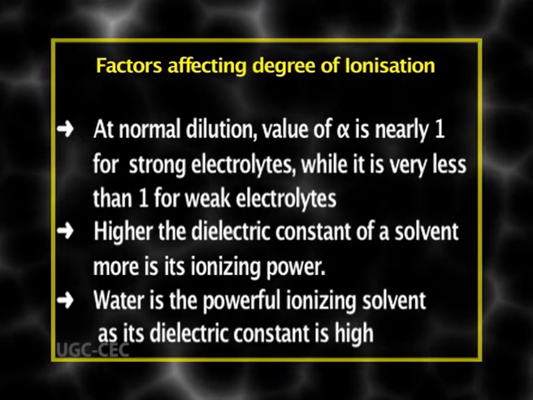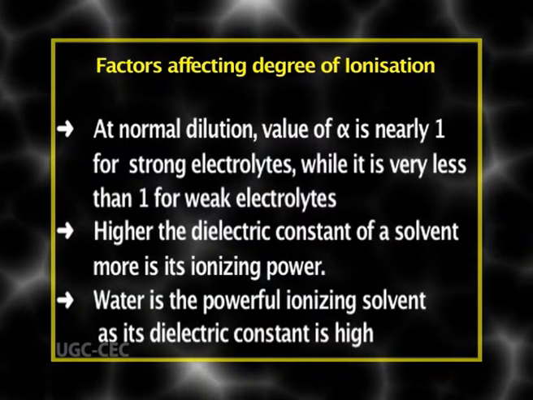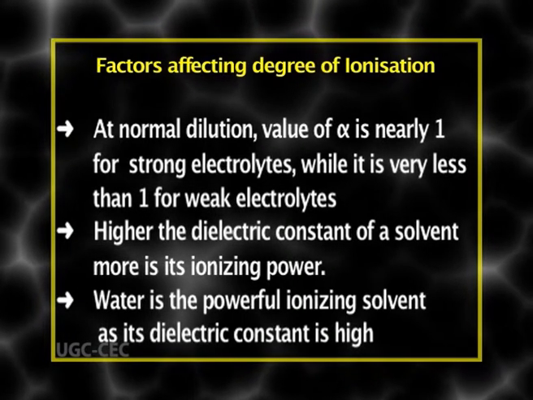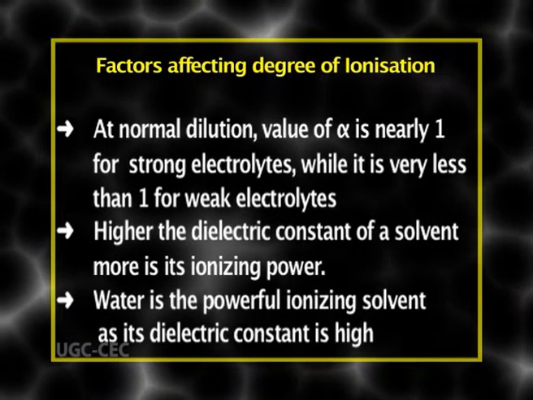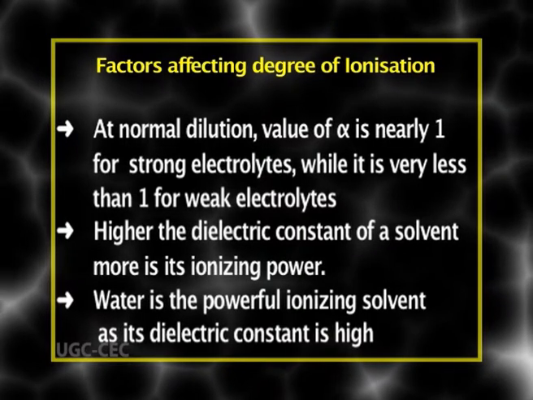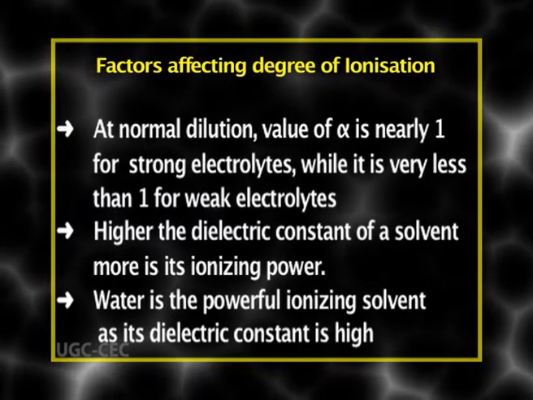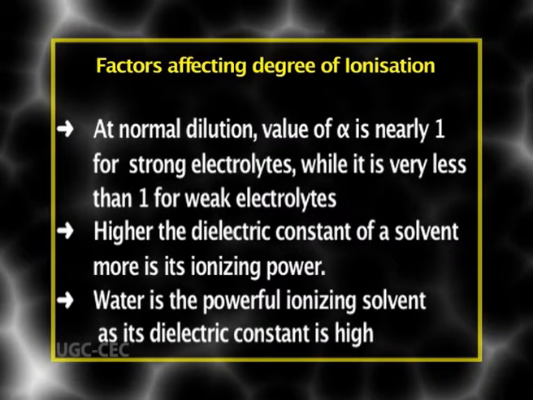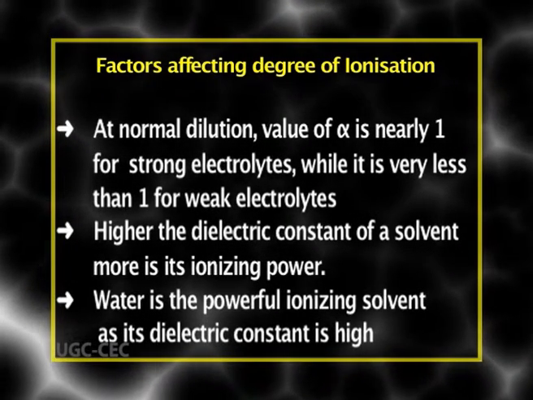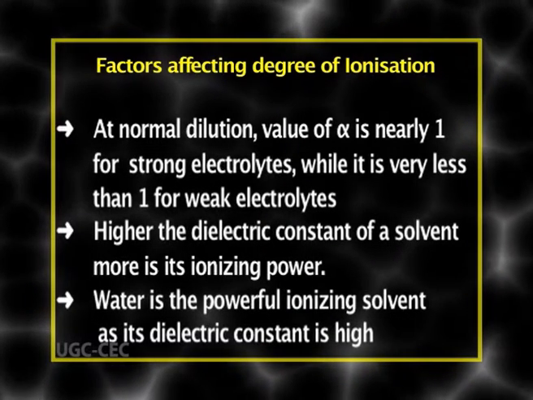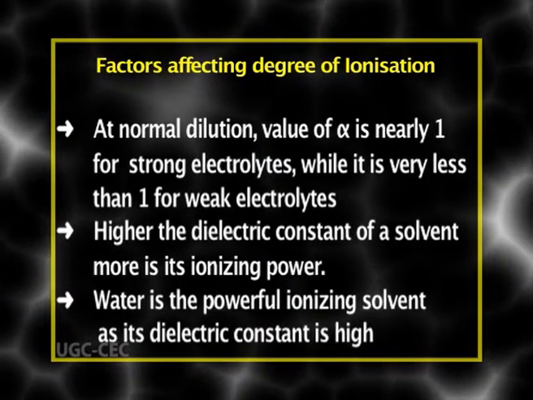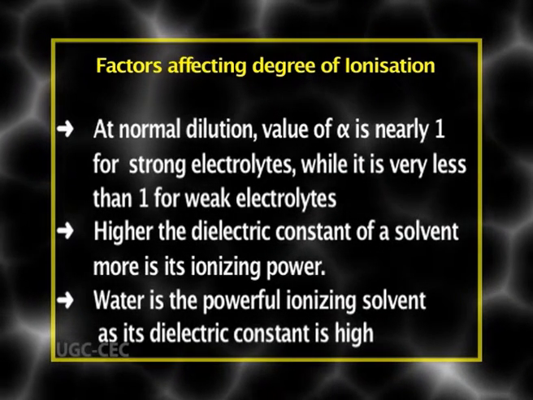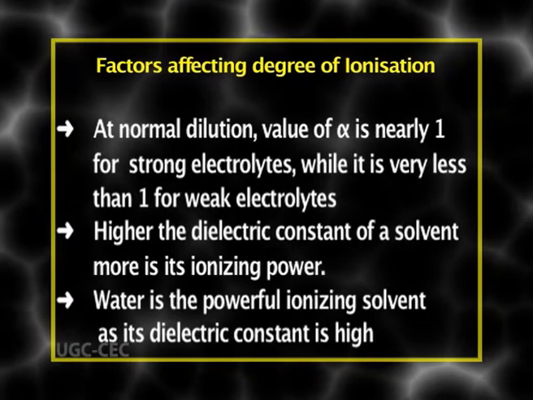There are various factors which affect the degree of dissociation or ionization. At normal dilution, the value of alpha is nearly unity for strong electrolytes, while it is very much less than unity for weak electrolytes. The higher the dielectric constant of a solvent, the more is its ionizing power. Water is a powerful ionizing solvent as its dielectric constant is highest.